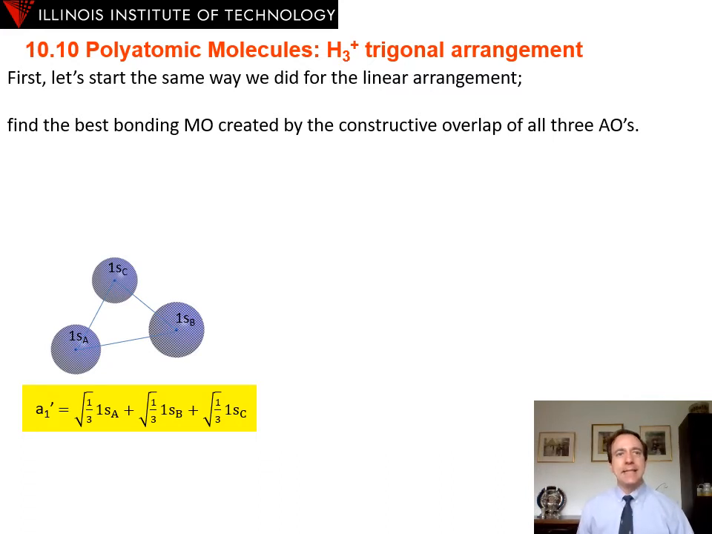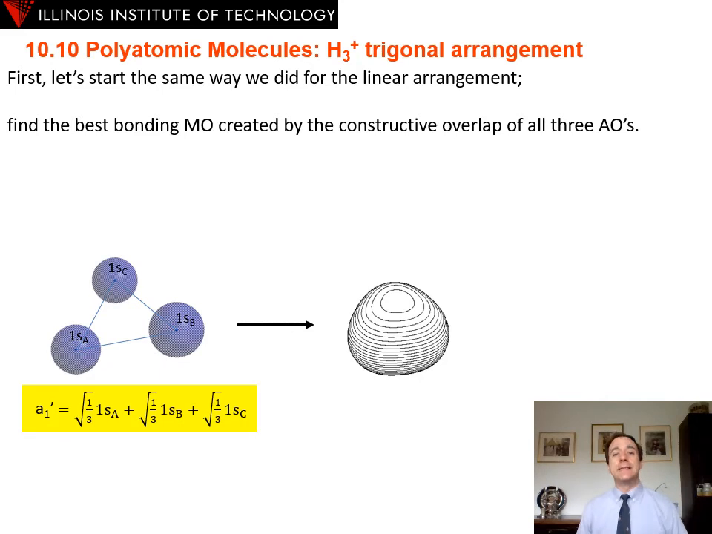Next is the orbital name here. I don't want you to worry about it for this semester. This comes out of group theory. This is telling us about the symmetry group of this particular orbital. It's what's called an A1 prime symmetry group, so we're going to call this orbital A1 prime. It is a bonding orbital. And when we put it together, it's going to look a little bit like that.